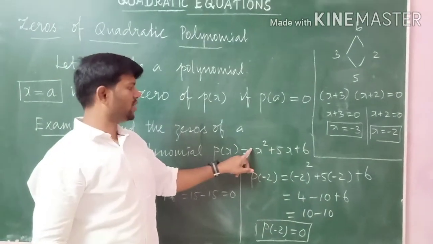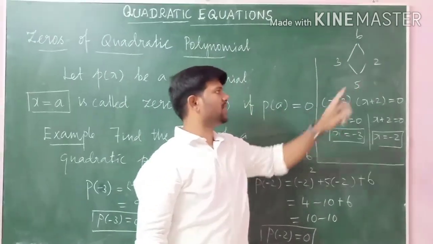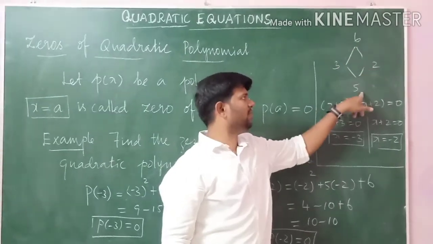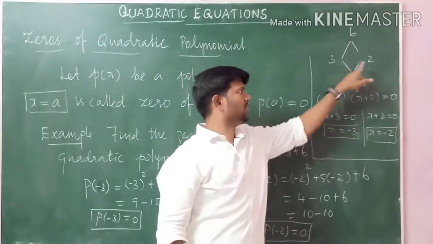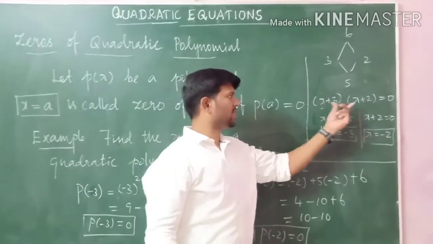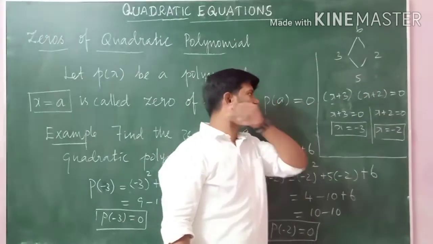So take the coefficient of x square, multiply by the constant term 6, and the x term is 5. When we multiply, we have to get 6, and when we add, we have to get 5. 3 twos are 6, 3 plus 2 is 5. So how do you write the factors? x plus 3 into x plus 2. x plus 3 into x plus 2 equal to 0.